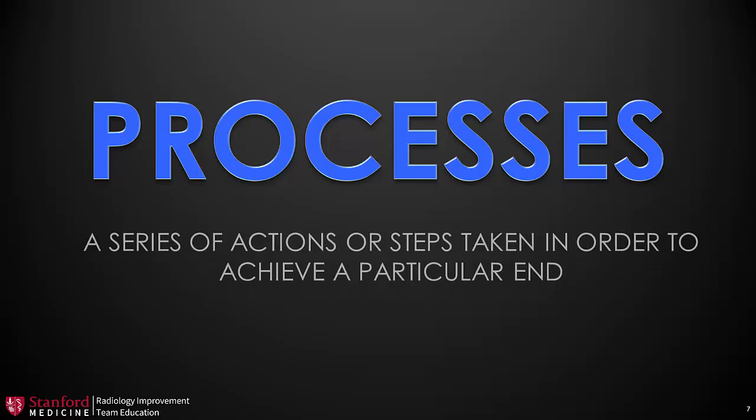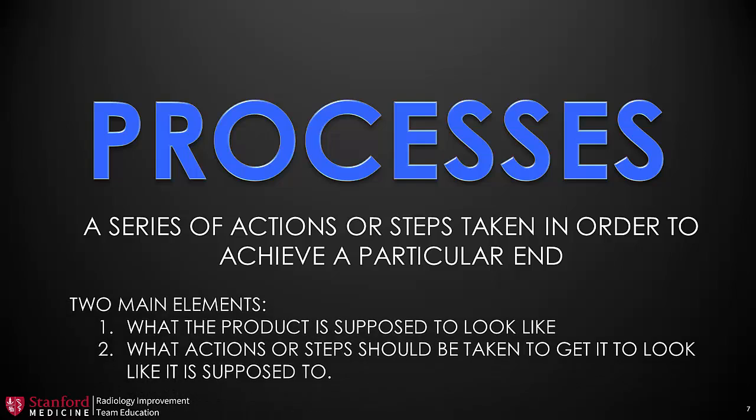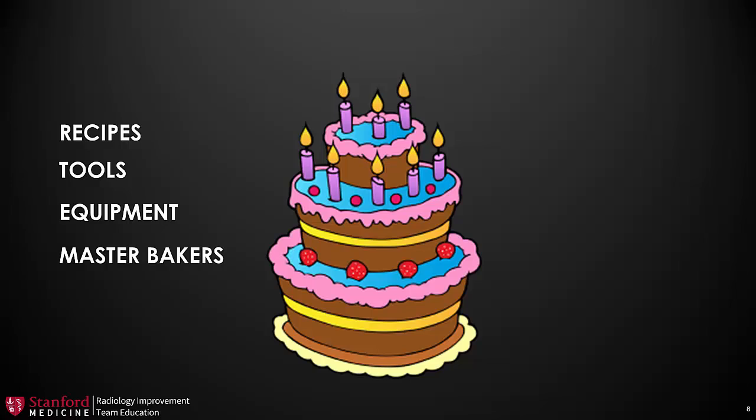Again, a process is a series of actions or steps taken in order to achieve a particular end. In other words, there are two main elements: what the product is supposed to look like, and what actions or steps should be taken to get it to look the way it's supposed to. In your shops, you develop a certain style of cakes and certain methods you use to achieve that style. To make sure that you get the same quality every time, no matter who is baking the cakes, you develop recipes, you purchase certain kinds of tools and certain kinds of ovens.